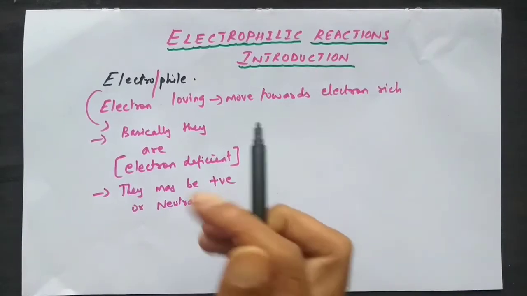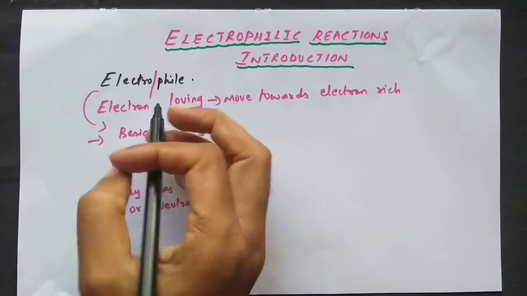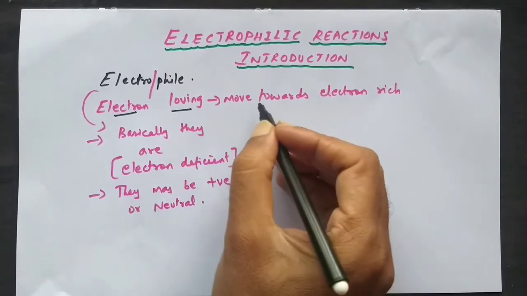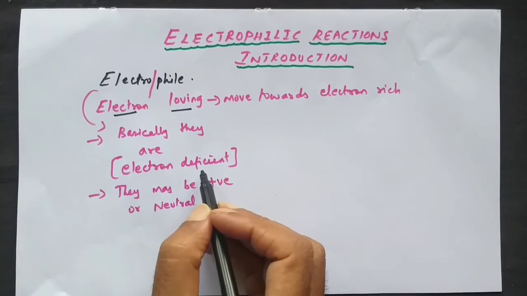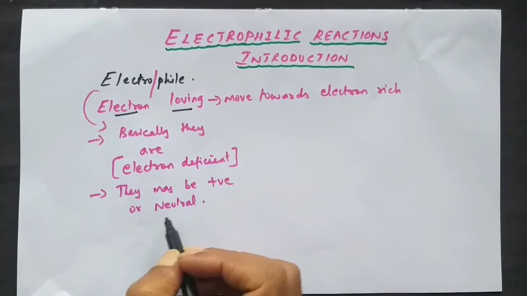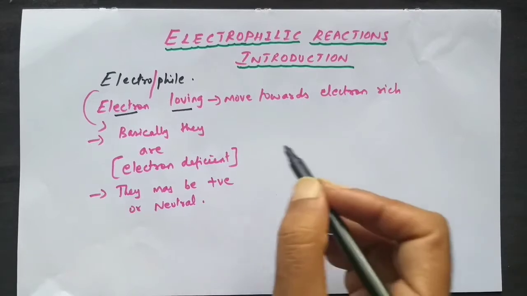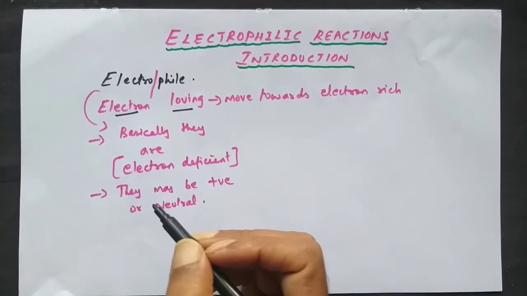So these are the three important things regarding electrophiles. Electrophiles are electron loving, so they move towards the electron rich area. Basically they are electron deficient. They may be positive or neutral. Let us take some examples to understand these concepts.